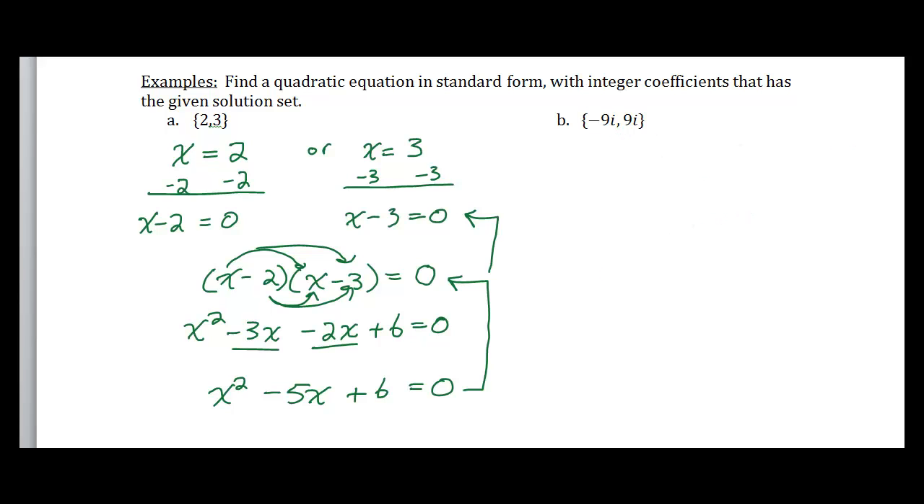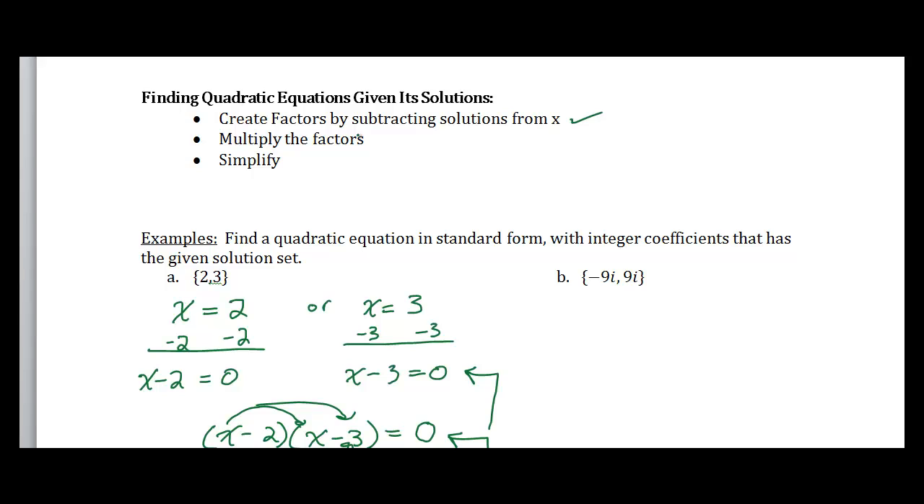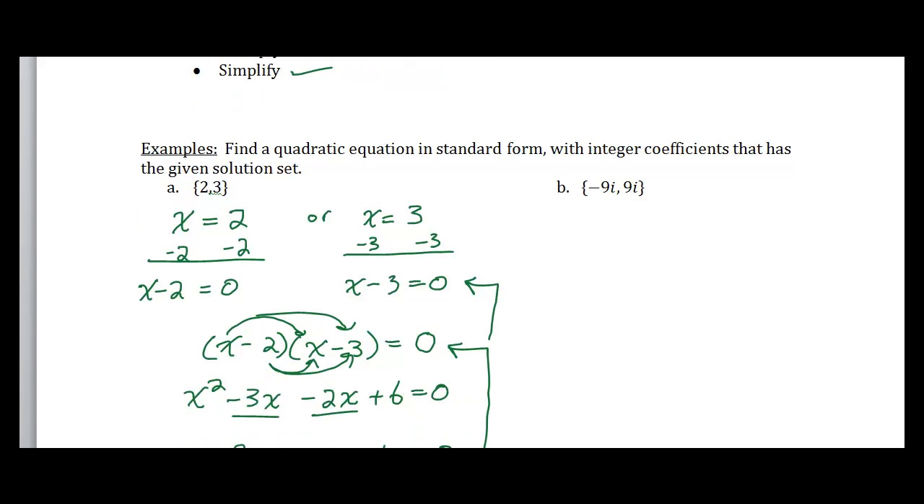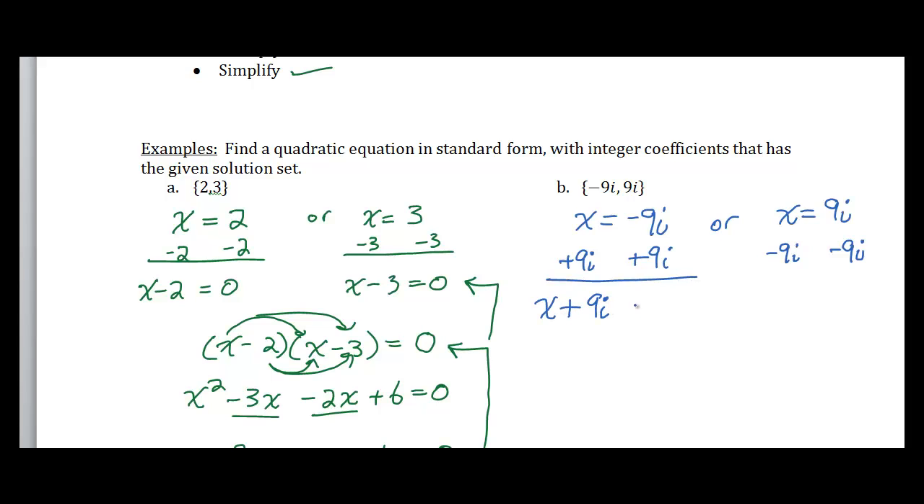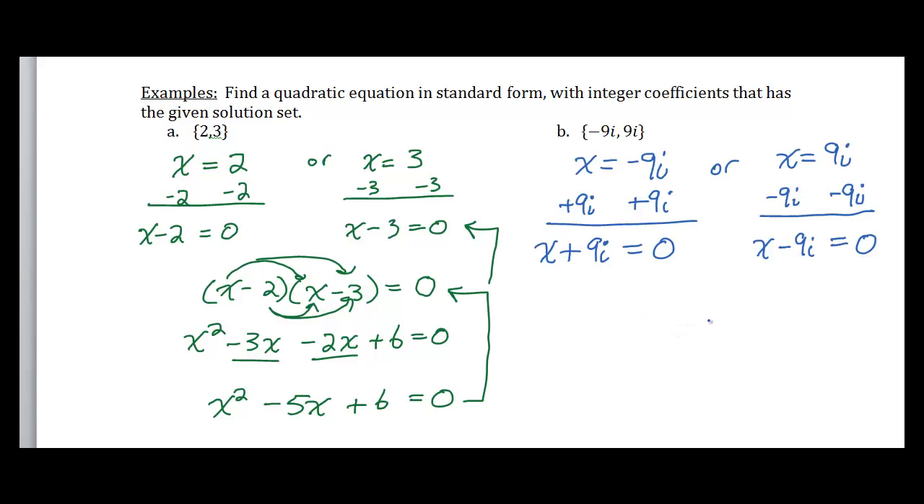Let's look at negative 9i and positive 9i. This is basically what these steps are saying. We're going to start with x equals negative 9i, or x equals positive 9i. Of course, I'm going to add 9i to both sides here, and I'm going to subtract 9i in this equation here. So we get x plus 9i equals 0, and on this right equation, x minus 9i equals 0. We have two things that multiply together to give us 0.